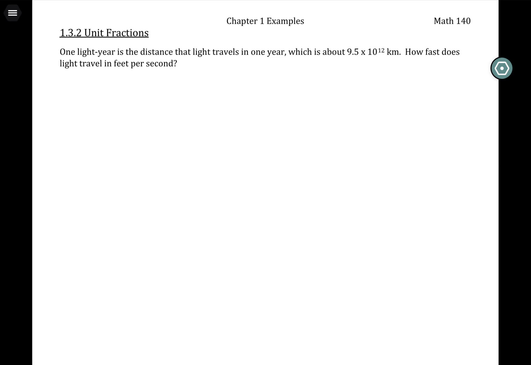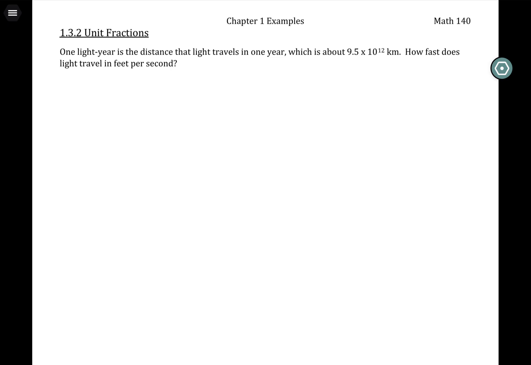So in this problem, we're told that 1 light year is the distance that light travels in 1 year. So how far light can go in 1 year. And that is 9.5 times 10 to the 12 kilometers. And we want to figure out what the speed of light is in feet per second.